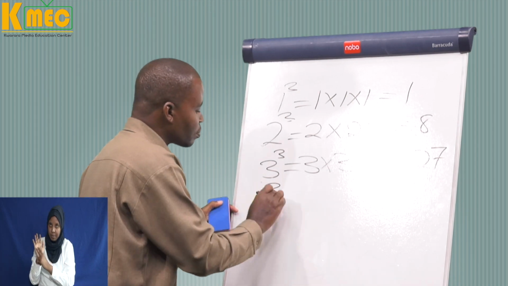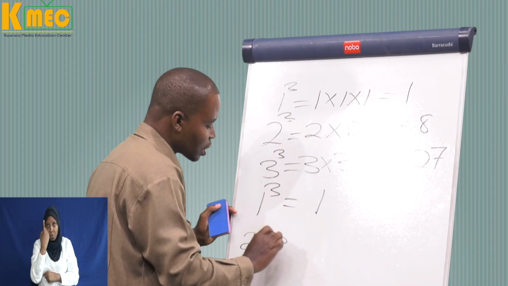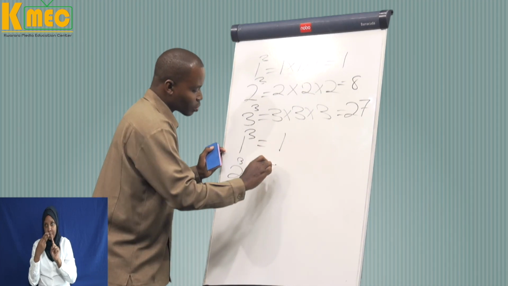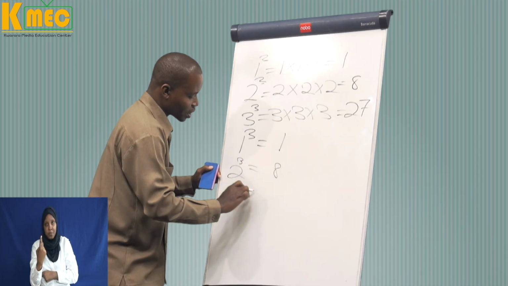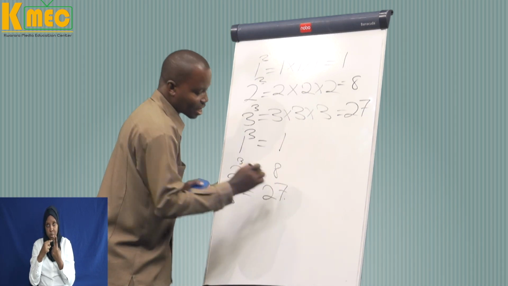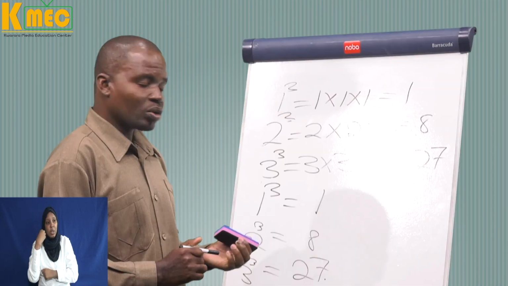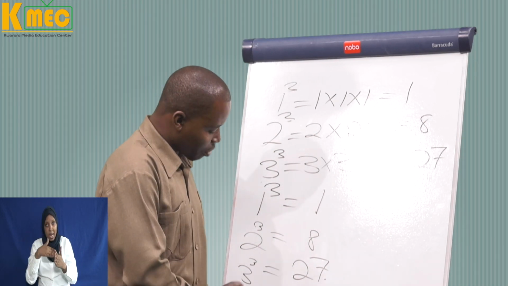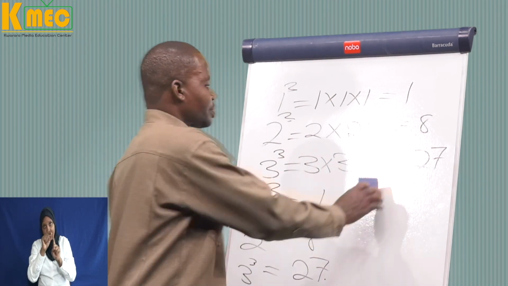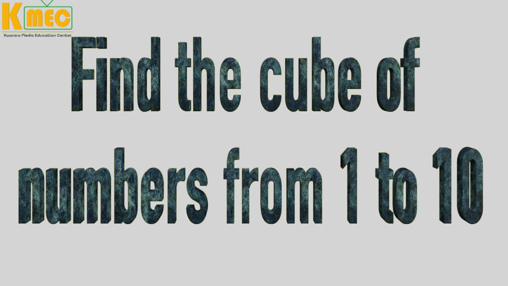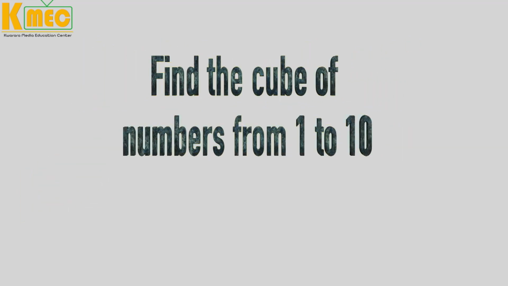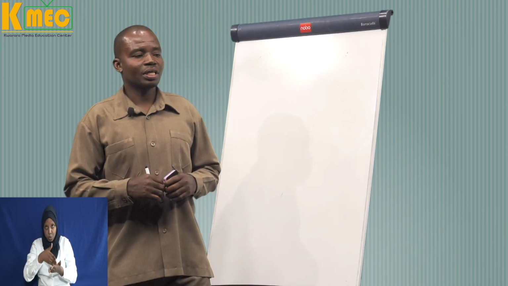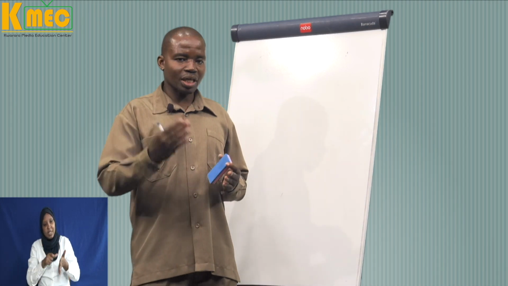We can say 1 cube is equal to 1, 2 cube is equal to 8, but 3 cube is equal to 27. Very good. So now continue for other numbers up to 10. Find the cube of numbers up to 10. Good. Dear pupil, now look at the screen again.